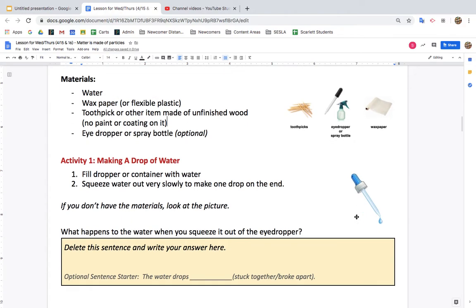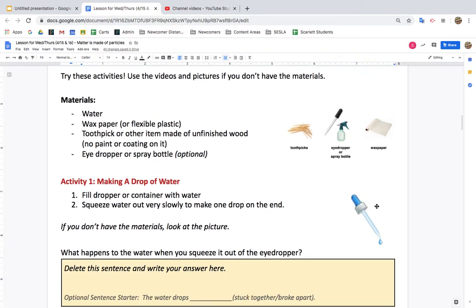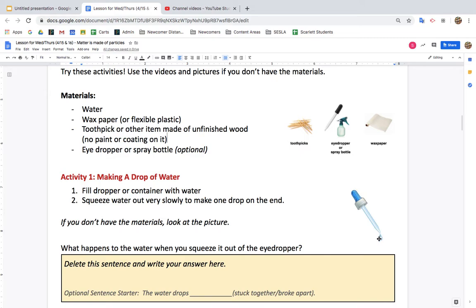That's what I'm doing. What happens to the water when you squeeze it out of the eyedropper? Well, I'm noticing that the water drops stuck together, just like the balloon. Up here, when the balloon popped, the water still stayed in the shape of the balloon. And here, when the water comes out, it's still staying together. It's not going all over the place. So that's what I write. The water drops stuck together.